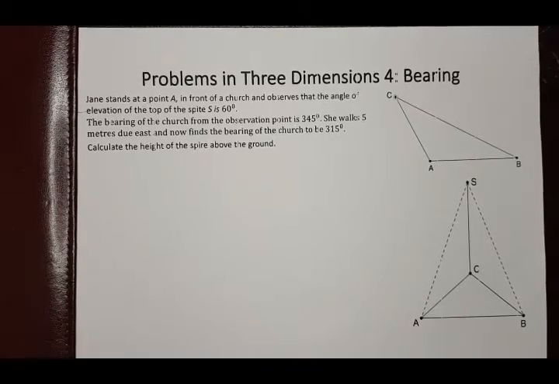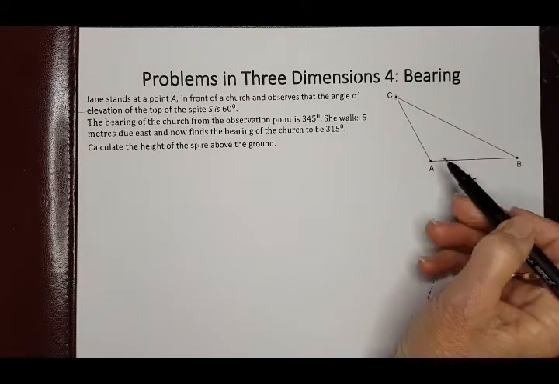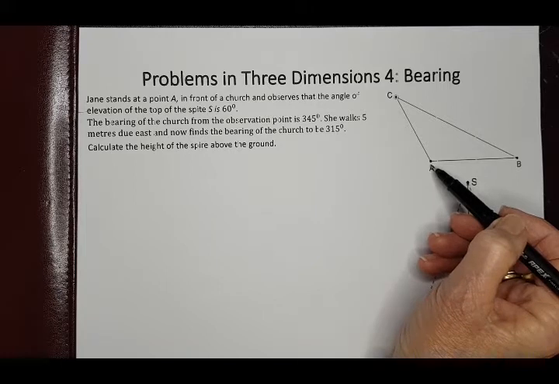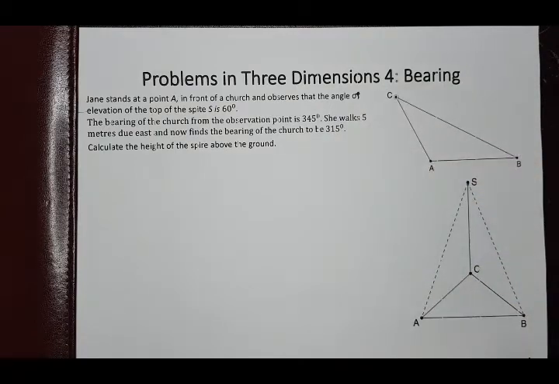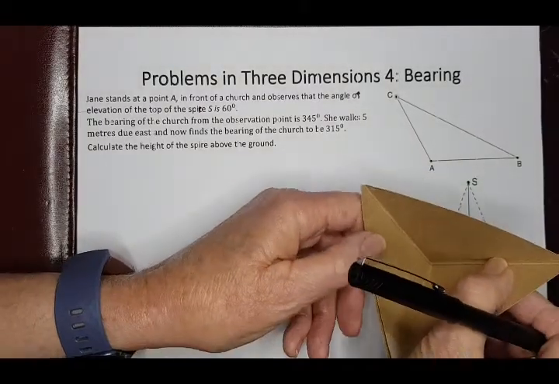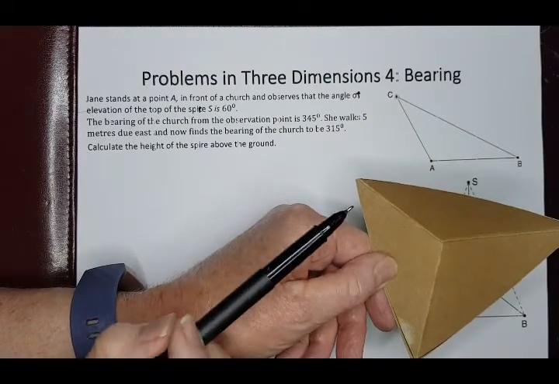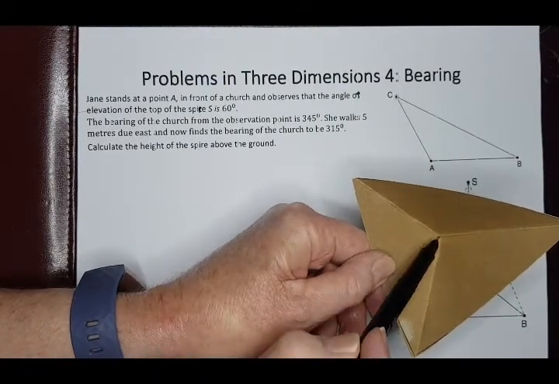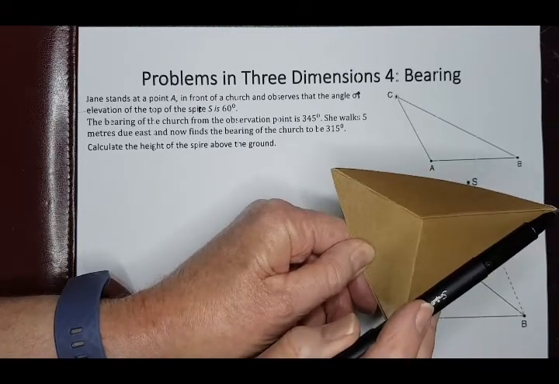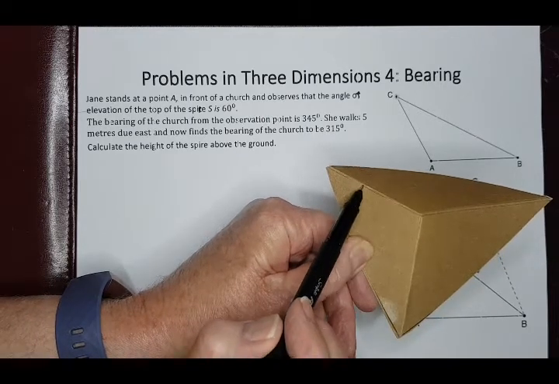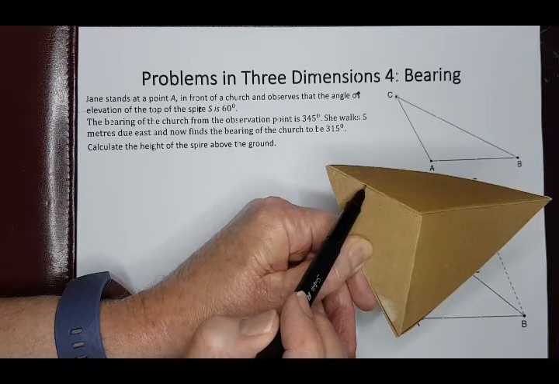The fourth three-dimensional problem we're going to do deals with bearing. Jane stands at a point A in front of a church and observes that the angle of elevation of the top of the spire is 60 degrees. If we look at our little picture here, Jane is standing at a point A. She's looking at the church, and the top of the spire is S. That angle of elevation there is going to be 60 degrees.